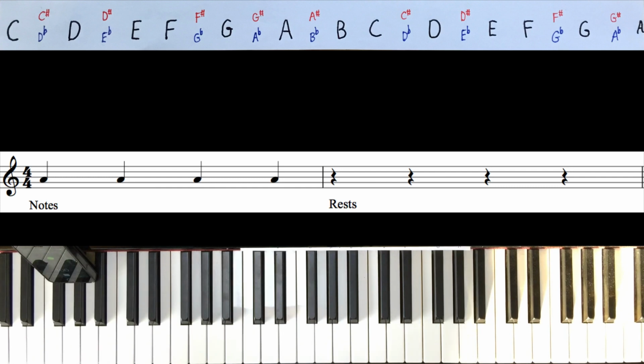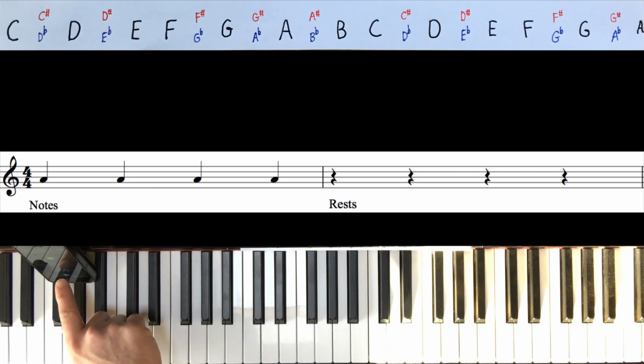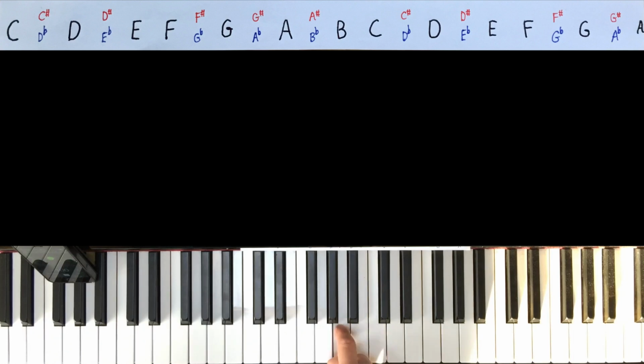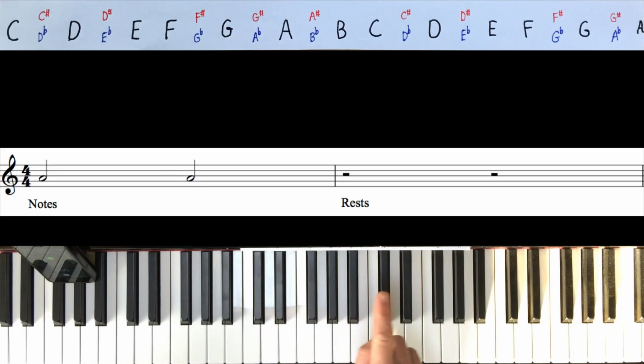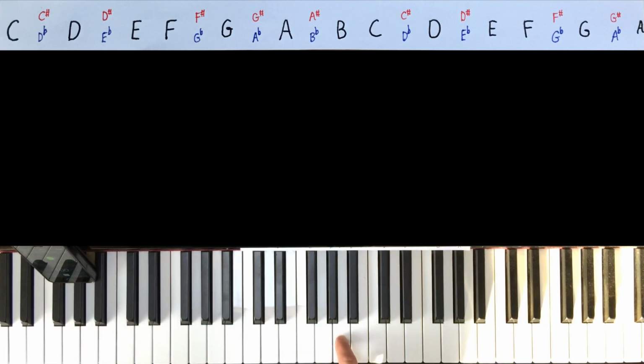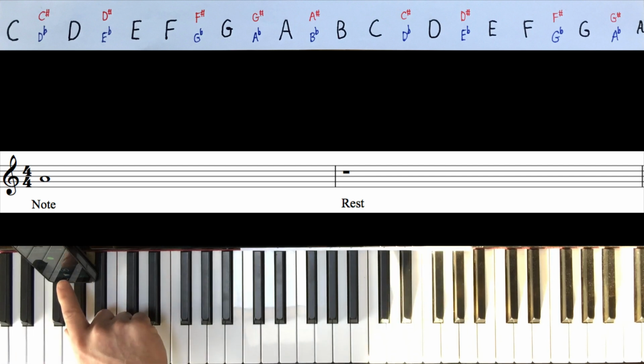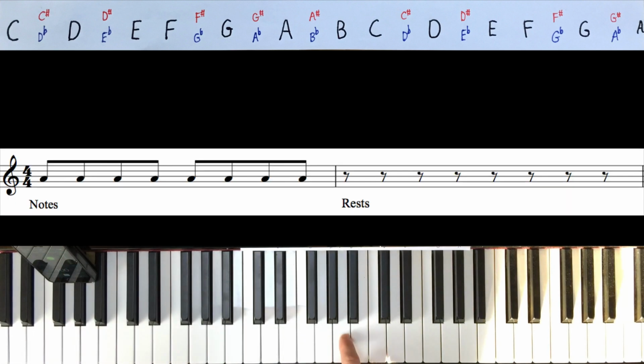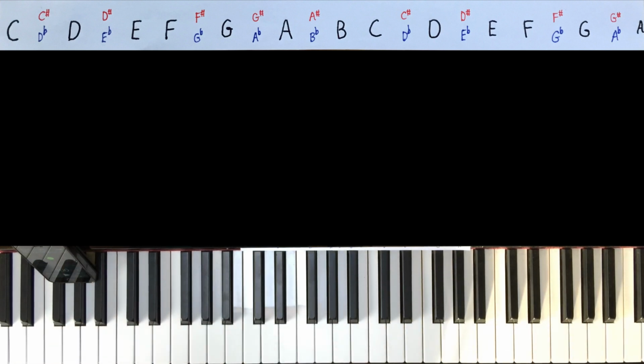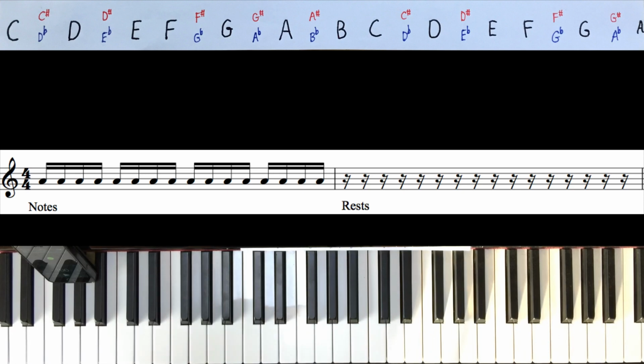Rest, rest, rest, rest. Now if I do that with half notes, rest, rest. Now with the whole note, note, and then the equivalent rest. There we go, sorry about that. And then quavers, or 8th notes. 1, 2, 3, 4, 5, 6, 7, 8. So you had your rests there. And then the 16th notes are the same way. You can see that written above. So there are your notes and rests.